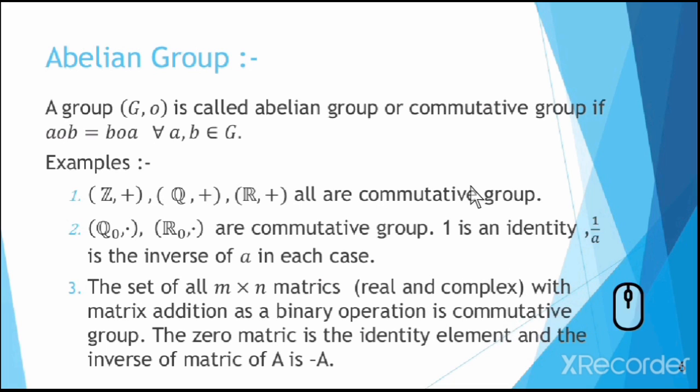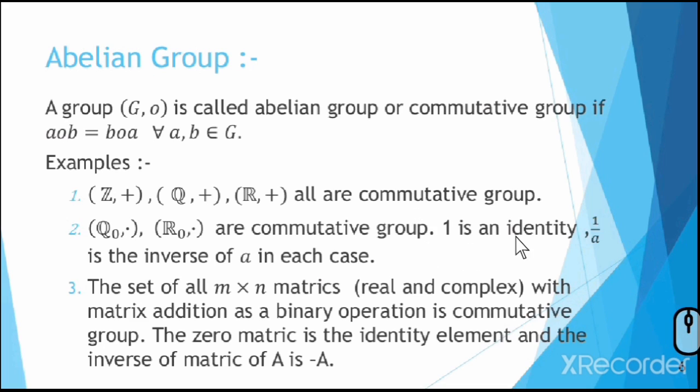Now, what are examples of commutative groups? Z plus, where you take any two members, A plus B is B plus A; Q plus and R plus. They are commutative groups. You can prove them to be groups: identity is there, inverse is there, associativity is there, and binary composition is there. Then Q star dot, where Q naught is Q star with 0 not included, and R naught is R star with 0 not included. These are commutative groups.